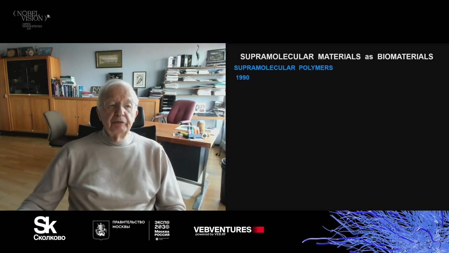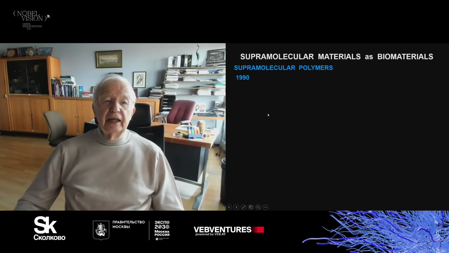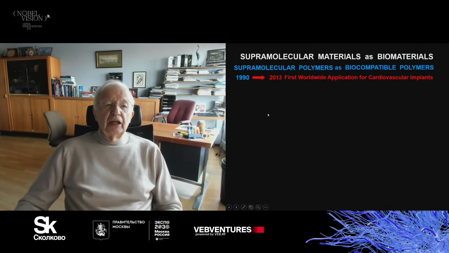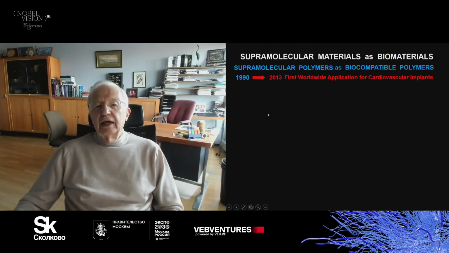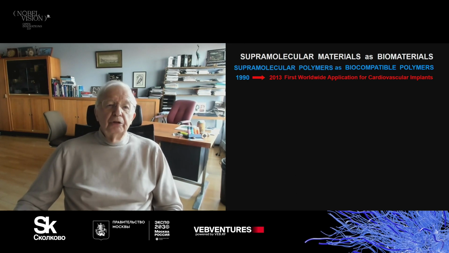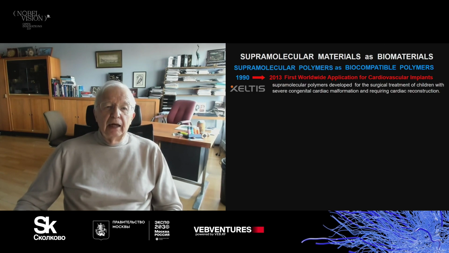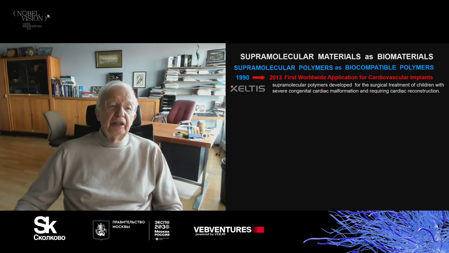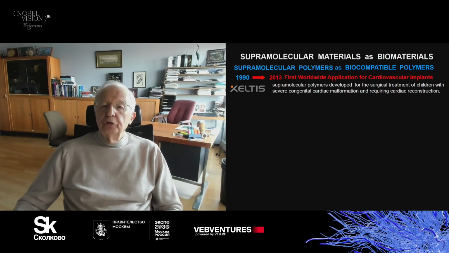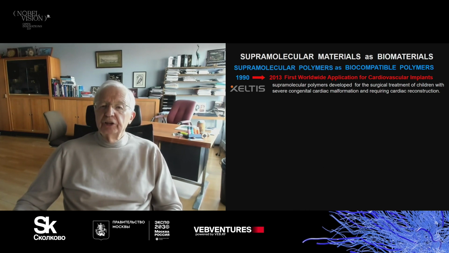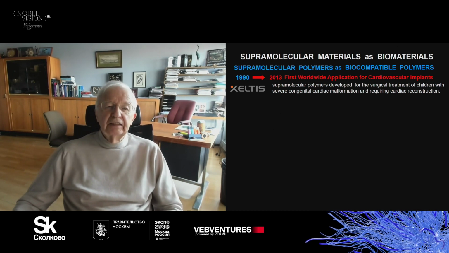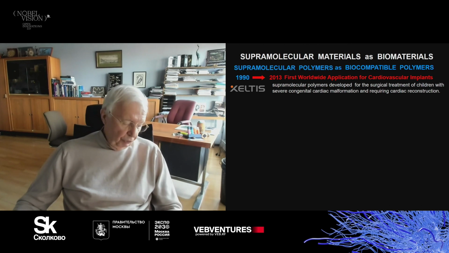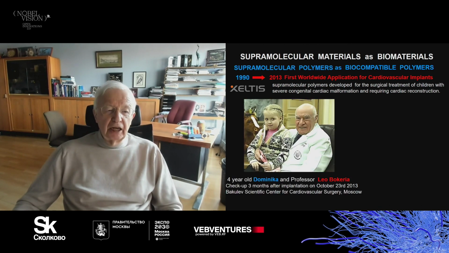Supramolecular polymers were developed, started in 1990, and then in 2013, these supramolecular polymers, a new class of polymers, were used to make cardiovascular implants for children. And this was done by a small company in the Netherlands and used for reconstructing the heart of children who had a severe congenital cardiac malformation, and this was done in Moscow.